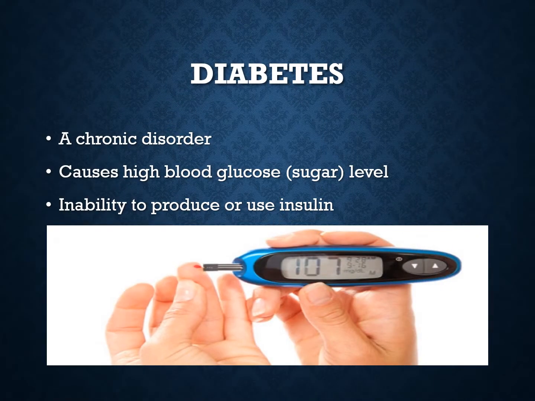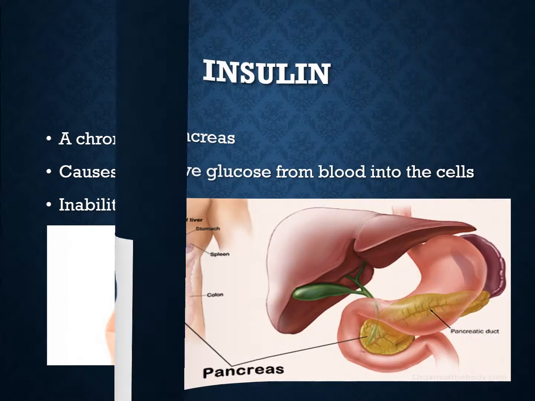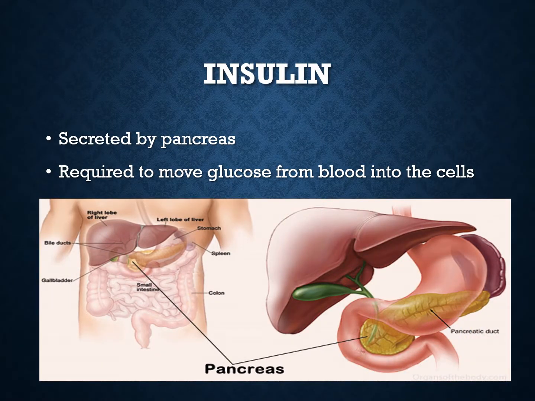First of all, what is diabetes? It is a long-standing disease in which blood glucose or sugar level is higher than normal, which occurs when the body is unable to produce or use insulin. What is insulin? Insulin is a hormone secreted by our pancreas which is needed to shift glucose from the bloodstream into the tissue cells where it can be utilized to produce energy.